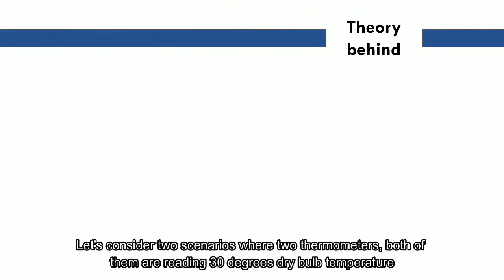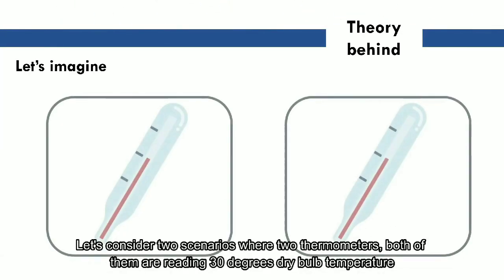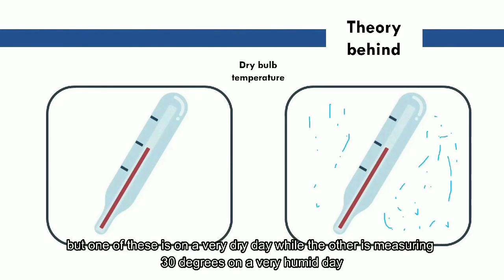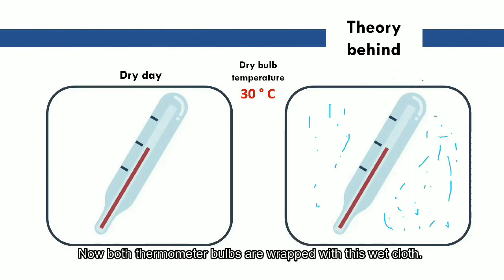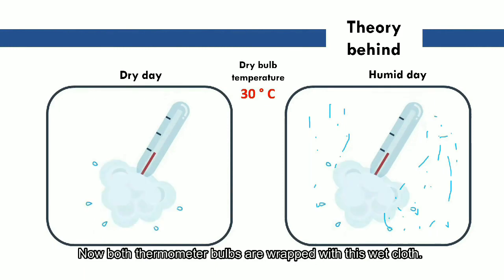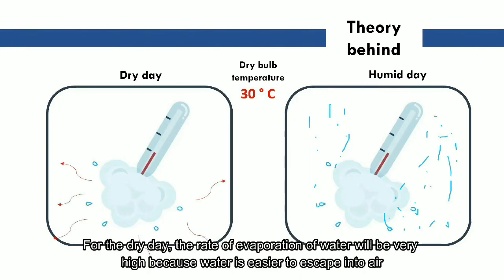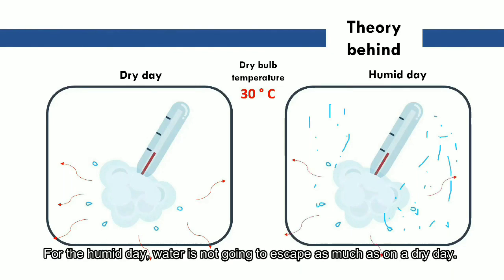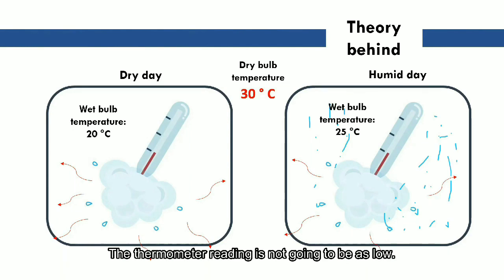Let's consider two scenarios where two thermometers are both reading 30 degrees dry bulb temperature, but one is on a very dry day, while the other is measuring 30 degrees on a very humid day. Now both thermometer bulbs are wrapped with a wet cloth. For the dry day, the rate of evaporation of water will be very high because water escapes into the air more easily. The more water escapes, the more energy is lost and the lower the temperature. For the humid day, water is not going to escape as much as on the dry day. The thermometer reading is not going to be as low.